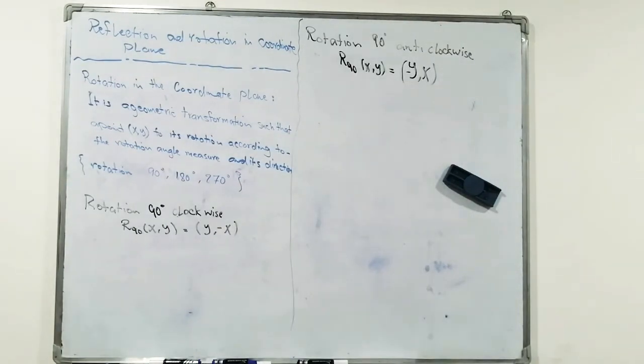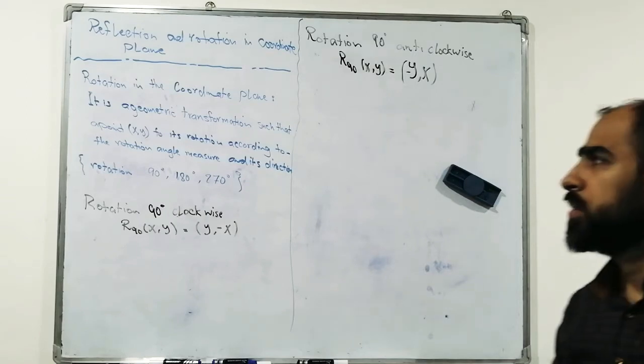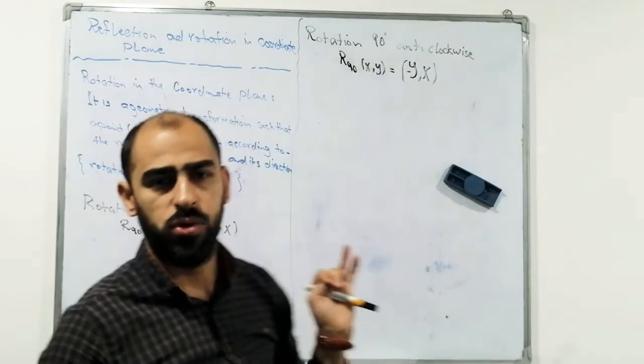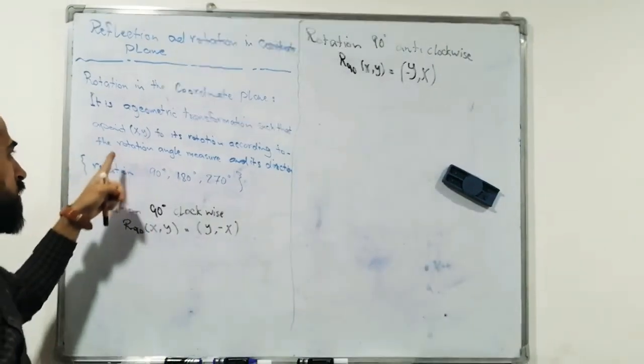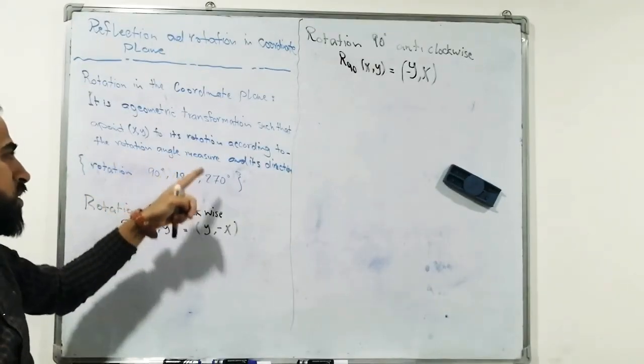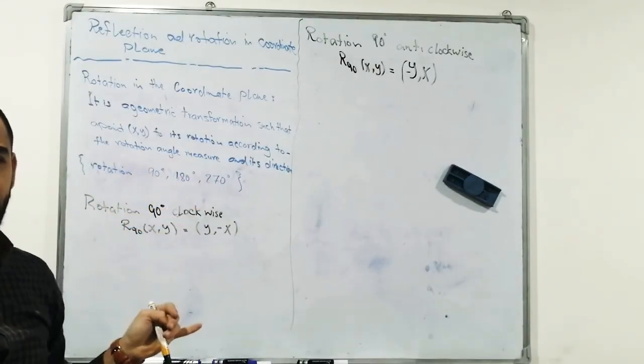Here we have the rotation depending on 2 points, the rotation of any point depending on 2 things. The first one is the rotation angle measure.